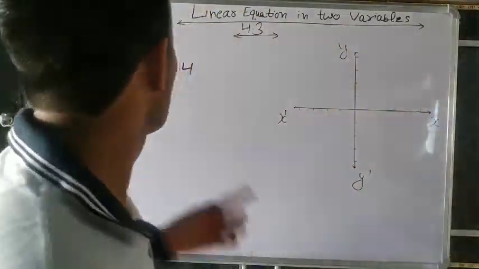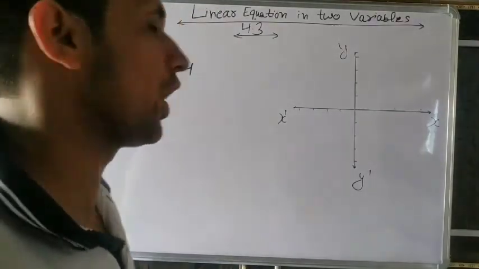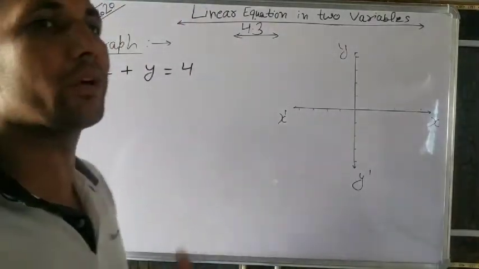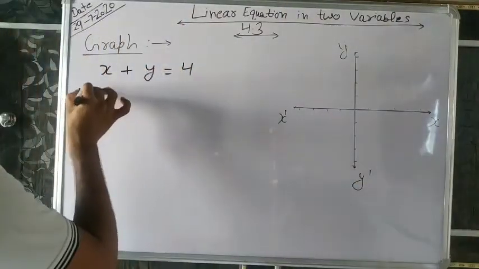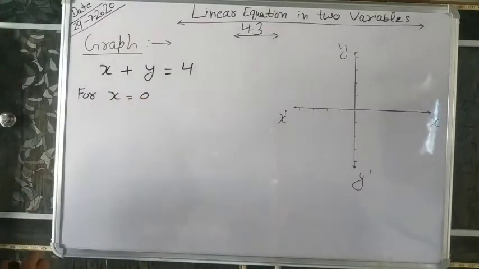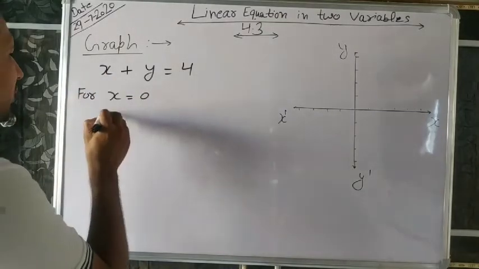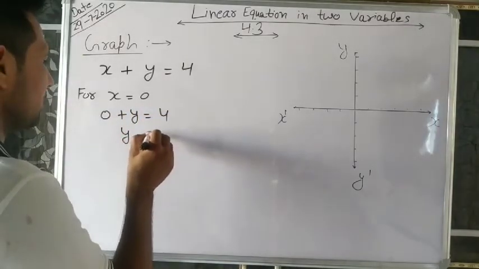First we will find the solution, and everyone knows how to find a solution. One time we will put some value of x and find the value of y. Suppose for x equal to 0. If x is 0, 0 plus y equal to 4. So y equal to 4.